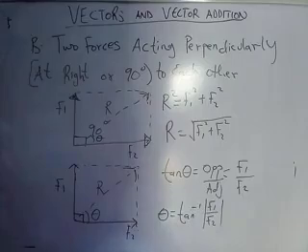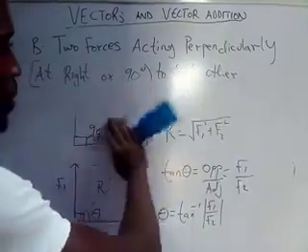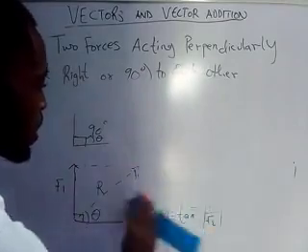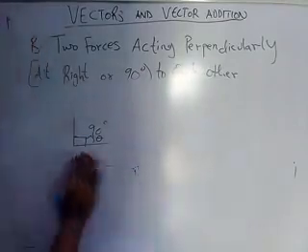So that is when two forces are acting perpendicularly to each other. We're going to see another scenario, when the angle between the two acting forces is acute. When the angle is acute, that means the angle is between 0 and 90, or obtuse, that is greater than 90, between 90 and 180. In such a scenario, what should we be expecting?